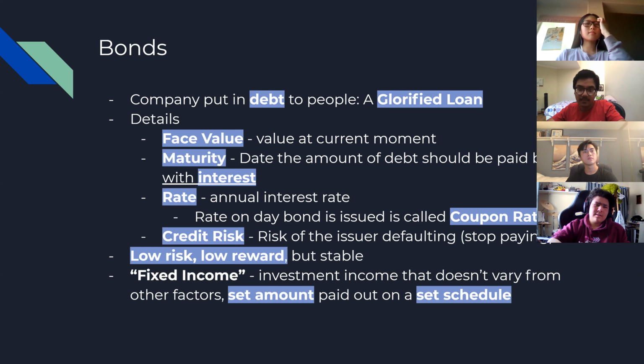Certain key elements to think about when looking at bonds are its face value. The face value of a bond is the current value at that moment in time.